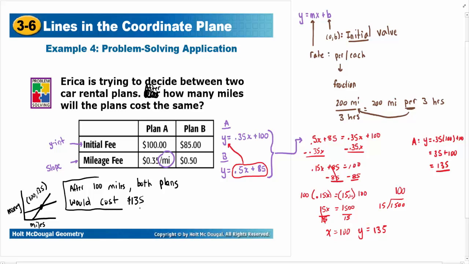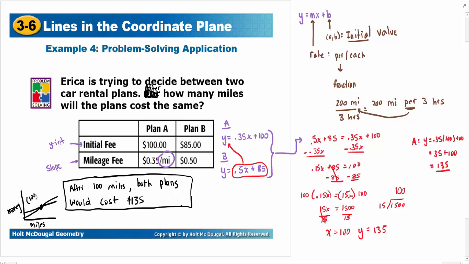So again, if you're looking at these plans, Plan A, you start at $85. Or sorry, Plan B, you start at $85. So if you're not going to be going 100 miles, then you probably want to go with Plan B, because it's cheaper up until that point. However, Plan A starts at a higher rate, or a higher initial value, but the rate is lower. So once they hit 100 miles, then this one's going to, see how it starts higher. Probably the line should look something like that. Let me try to fix that. Oops, I didn't mean to erase all those things.